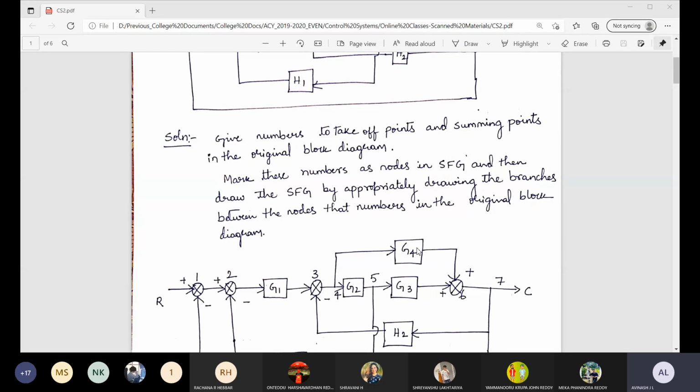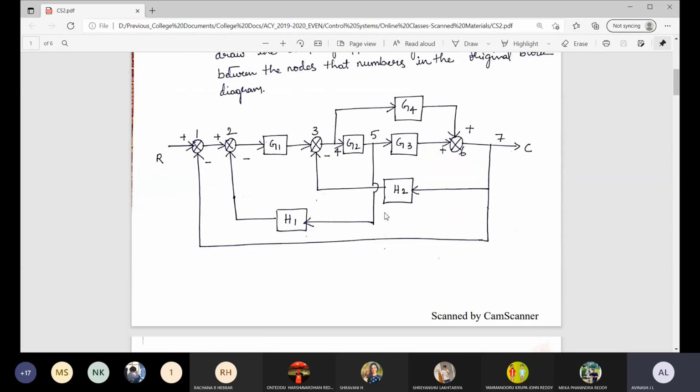So first thing, please write down all of you. Once you write this, please write this particular sentence. Those are very, very important. Give the numbers. After giving the numbers, mark these numbers as nodes in the signal flow graph, and then draw the signal flow graph appropriately, drawing the branches between the nodes that numbers in the original block diagram. So here now this is the step. For all of you, write the block diagram once again and write this particular numbering concept.